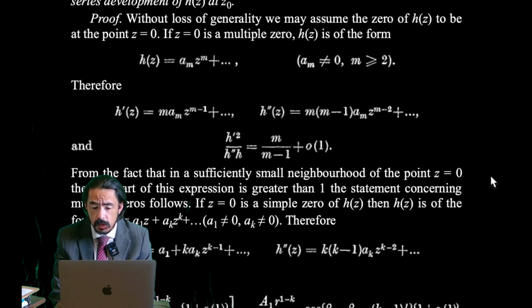Without loss of generality, we may assume the 0 of h of z to be at the point z equals 0. If z equals 0 is a multiple 0, h of z is of the form h of z equals a sub m times z to the m plus etc., where a sub m is non-zero and m is greater than or equal to 2. Therefore, h prime of z is equal to m times a sub m times z to the m minus 1 plus etc., and h double prime of z is equal to m times quantity m minus 1 closed quantity times a sub m times z to the m minus 2 plus etc., and h prime squared over h double prime times h is equal to lowercase m over lowercase m minus 1 plus small o of 1.